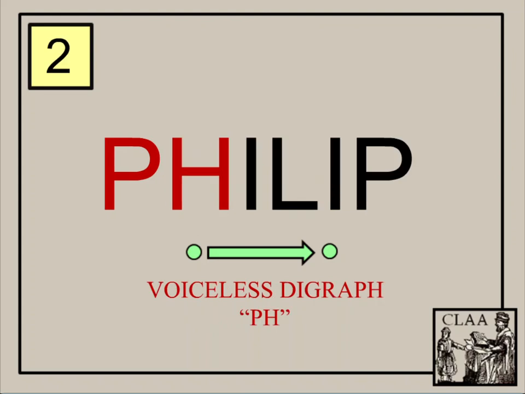The second sound, represented by the English letter P, is the sound of the voiceless digraph PH. F, f, f. Let's read this word on your screen with the voiceless digraph sound F. Philip, Philip, Philip.